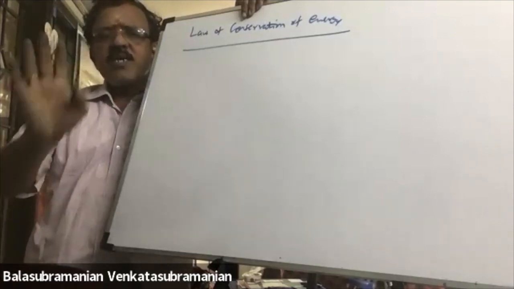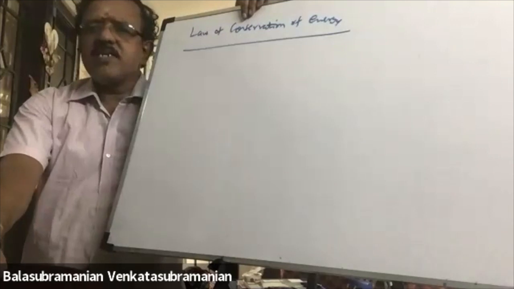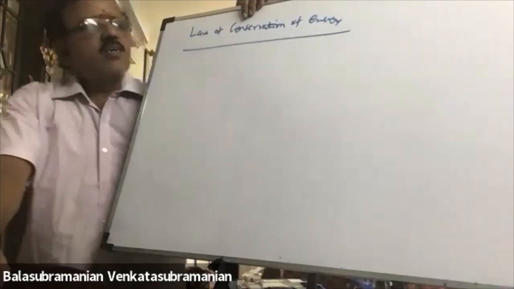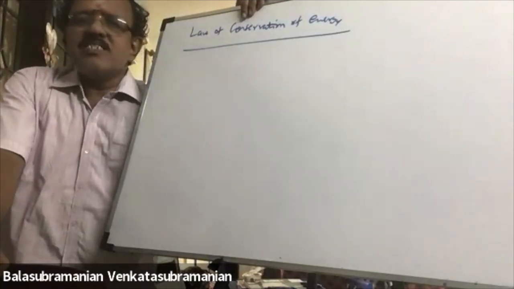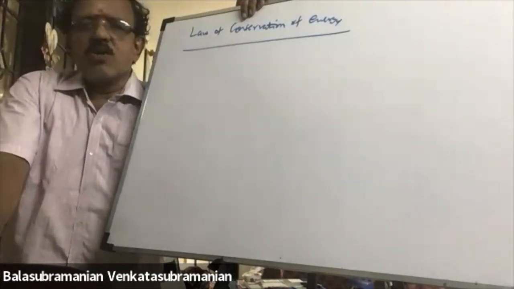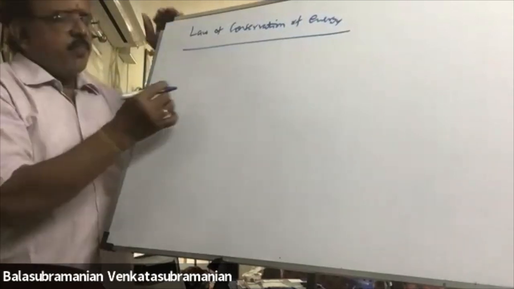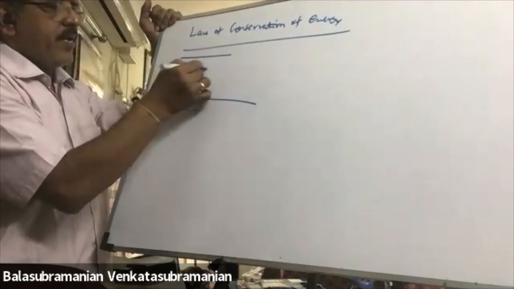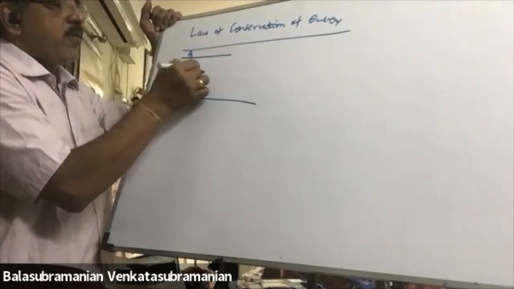Of course, there will be some energy loss in a collision between two macroscopic bodies. That we are not going to talk about here. Law of conservation: energy is conserved, energy is constant. That alone we are going to talk about. Sir, 3 points I am considering: point A, point B, point C.